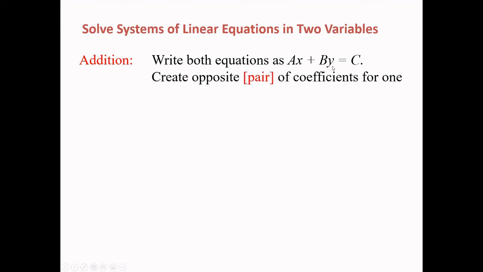What they're telling you here is put the equations in the same order. Now, this is showing standard form, ax plus by equals c. If you had both equations in y equals mx plus b form, that would be okay. But both equations have to be in the same format before you do this solution. Then you create an opposite pair of coefficients for one of the variables, and then you solve for the other variable.